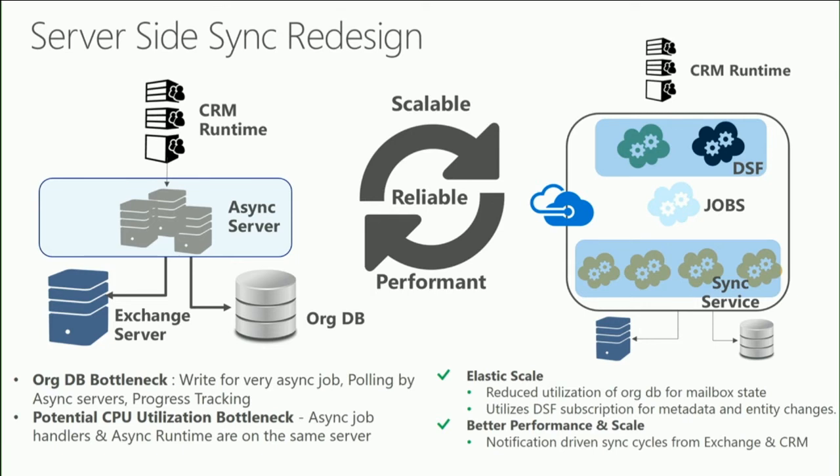If you are interested, we are going to do a private preview of this new server-side sync redesign, and we are going to roll it out. If you have thousands and thousands of mailboxes, in the range of 15,000, 20,000, or 50,000, then certainly you should be looking at this redesign, which brings elastic scale and, of course, better performance in how we reduce the utilization of the OrgDB. It makes use of the data sync framework that we have released recently, and some of the Azure services that we are building, so that it will help keep it scalable, reliable and performant.